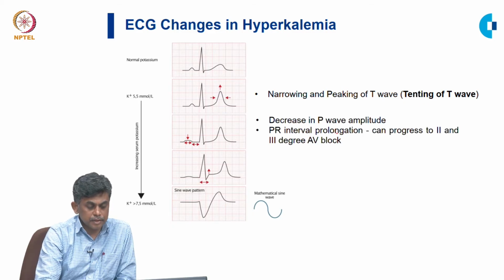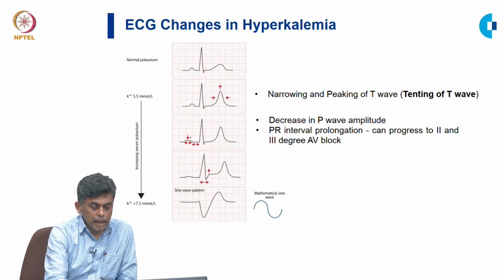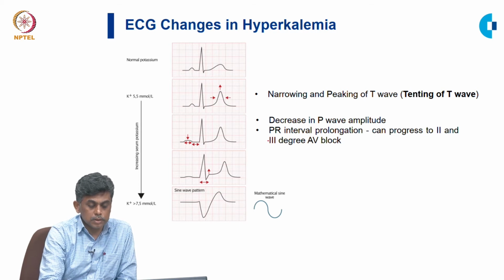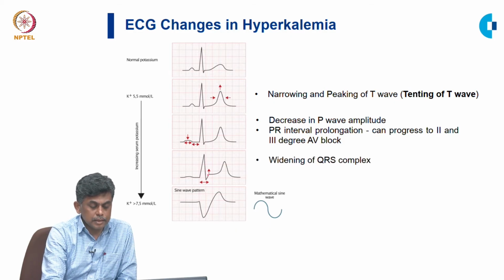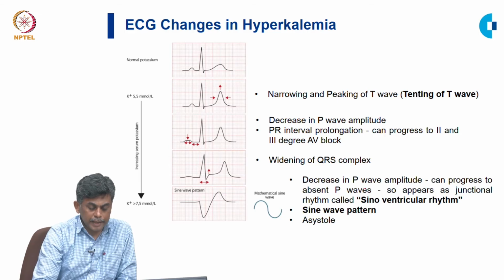Next, if potassium is becoming more and more higher, there is a decrease in the amplitude of the P wave. So, the P wave becomes shortened. Then there is prolongation of the PR interval. So, the PR interval gradually prolongs, and it becomes what is called AV block, and it can progress from first degree to second degree, and then it can become third degree AV block. Then as the potassium further increases, it causes changes in the QRS complex. It widens the QRS complex.